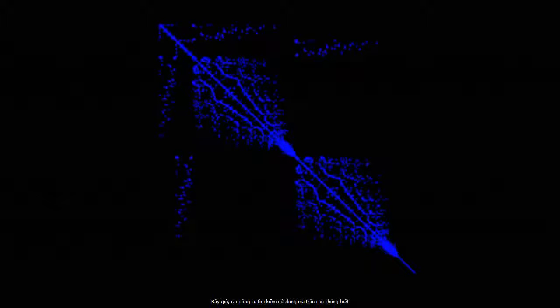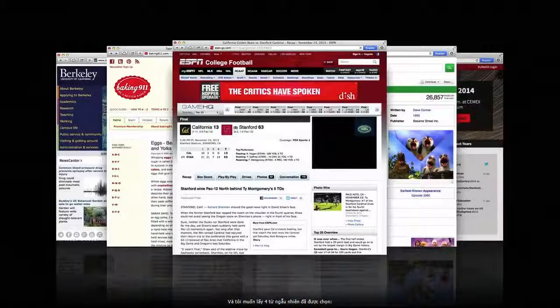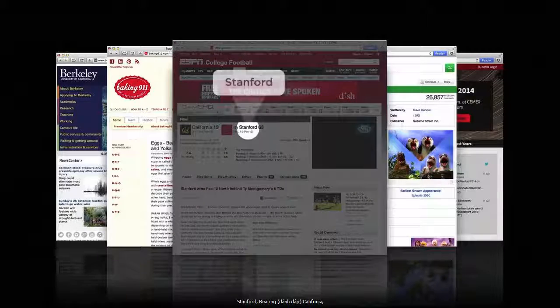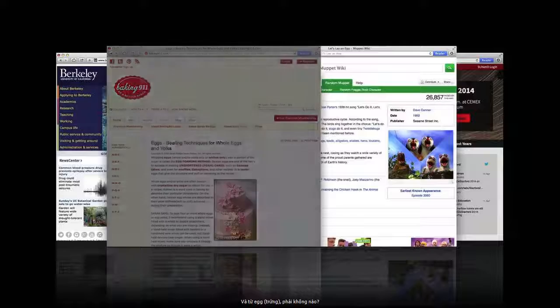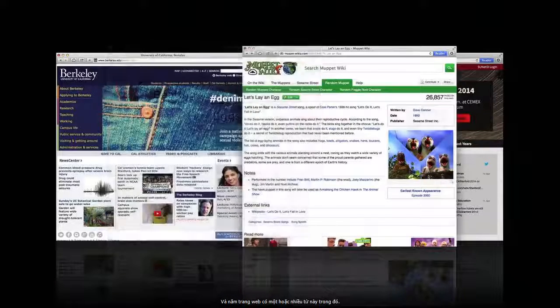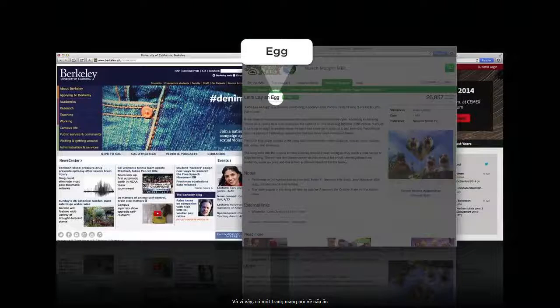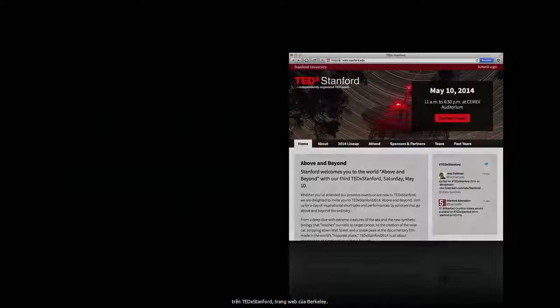Now, search engines use matrices that tell them which words occur in which websites. And I'm going to take 4 randomly chosen words: Stanford, beating, cow, and the word egg. Right? And 5 websites that have 1 or more of these words in them. Okay? And so it's a website over cooking, over TEDxStanford, the Berkeley website.